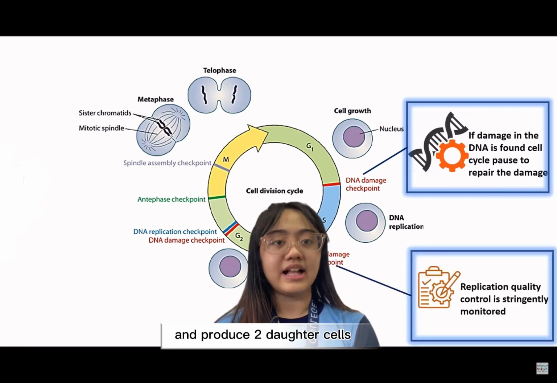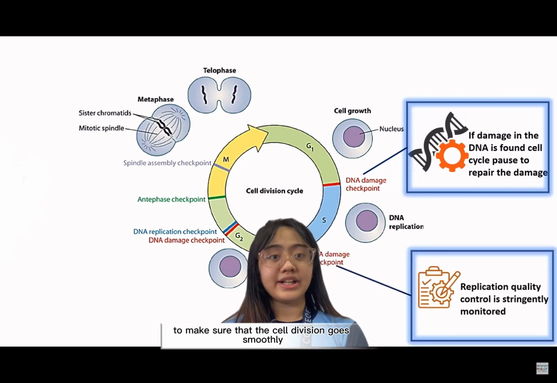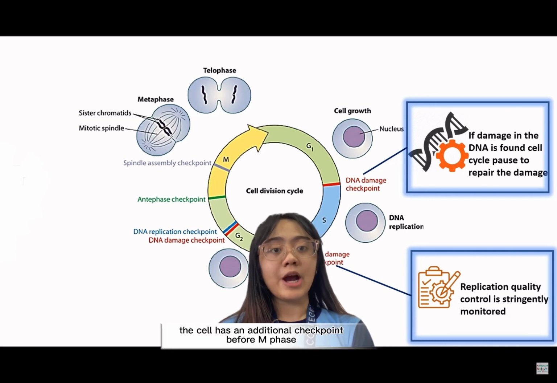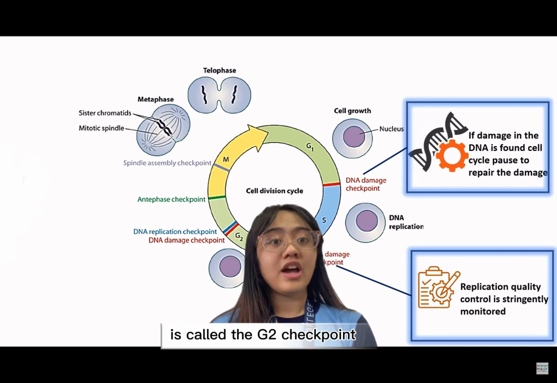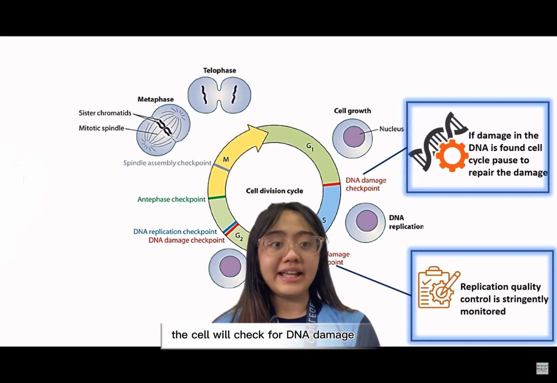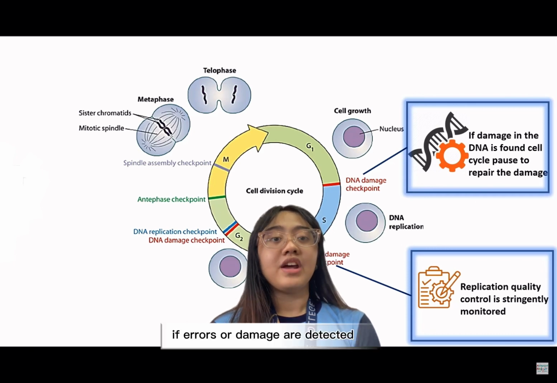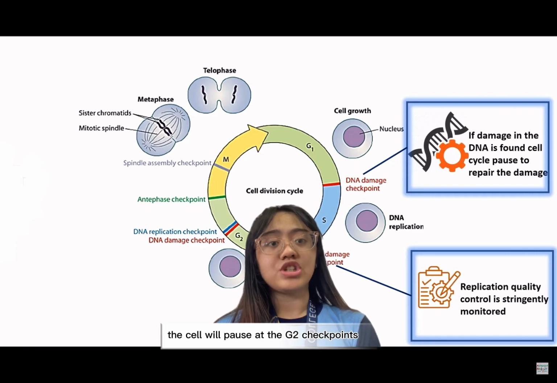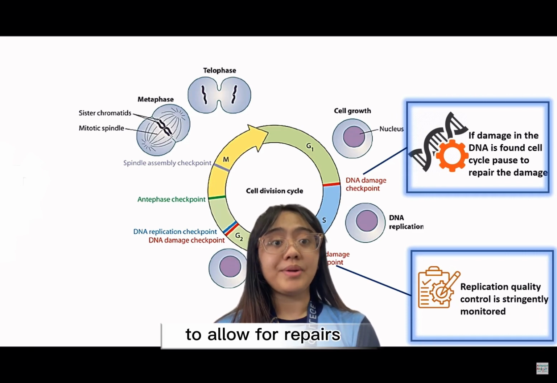To make sure that the cell division goes smoothly, the cell has an additional checkpoint before M phase called the G2 checkpoint. At this stage, the cell will check for DNA damage and DNA replication completeness. If errors or damage are detected, the cell will pause at the G2 checkpoint to allow for repairs.